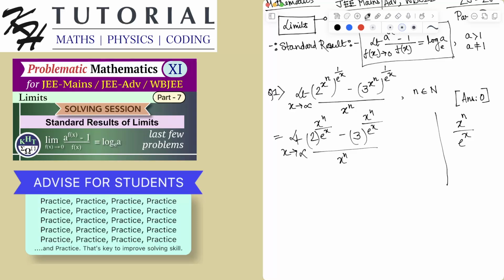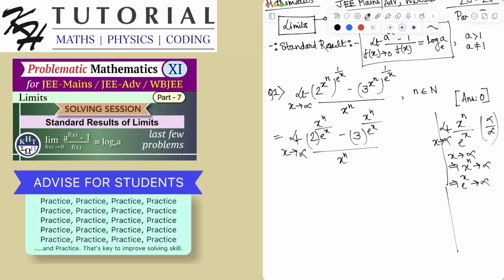In the denominator we have x to the power n. What will be the limiting value of x to the power n divided by e to the power x when x is tending to infinity? We first need to investigate this. X tending to infinity implies that x to the power n will also tend to infinity, where n is a natural number. Also e to the power x will also tend to infinity. So x to the power n divided by e to the power x is of the form infinity by infinity.